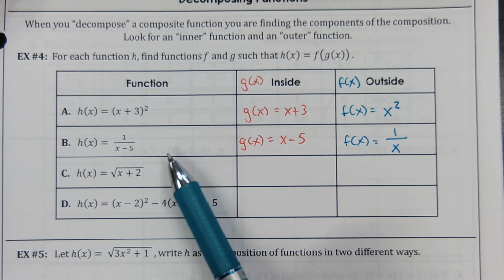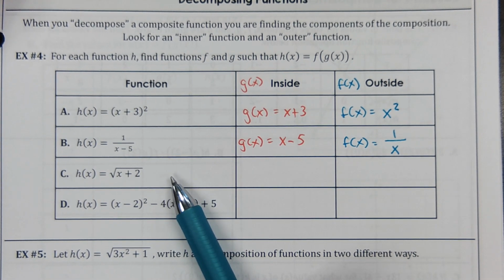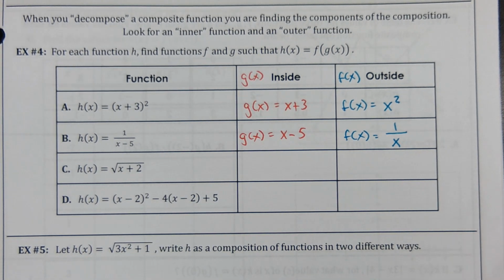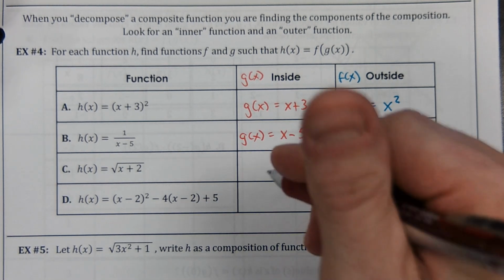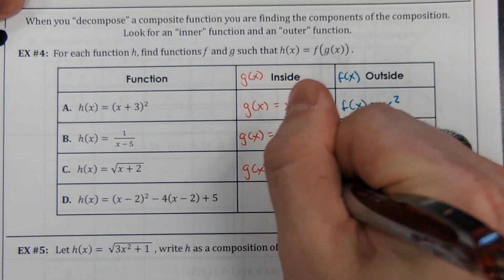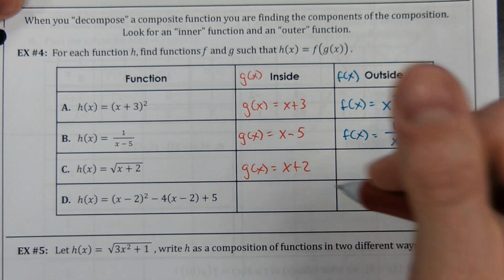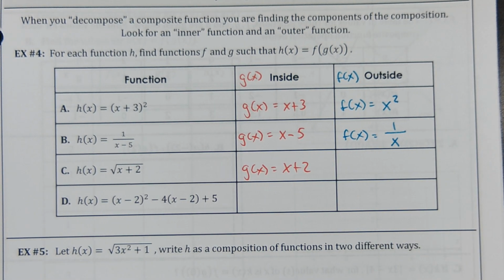London, you tried to help me with B. What's inside? What got plugged in this one? X plus 2. Yeah, x plus 2. Again, there's an infinite number of correct ways of doing it. That's the easy one. So x plus 2 got plugged into, looks like, square root of something.